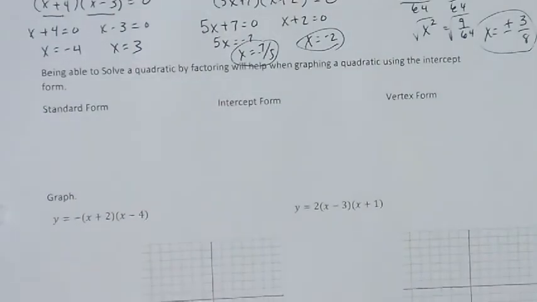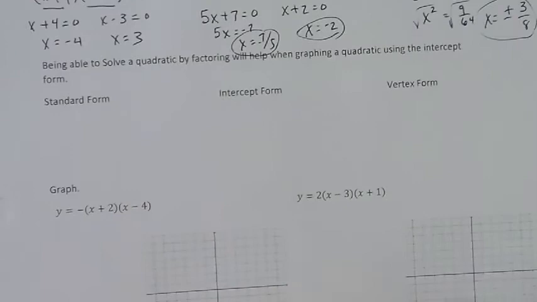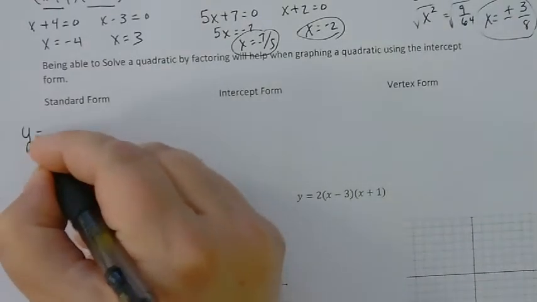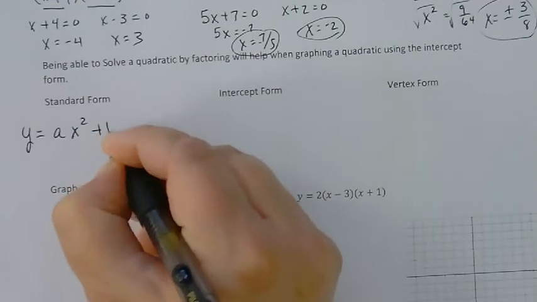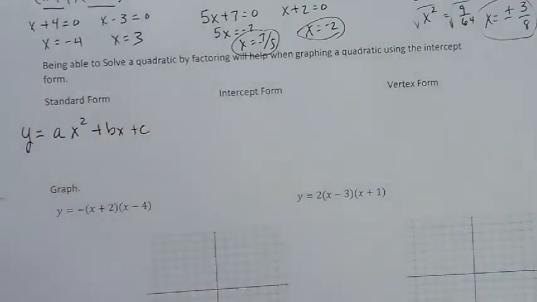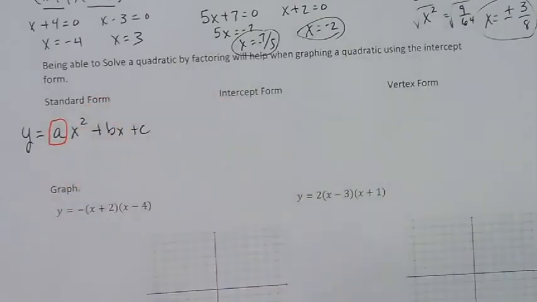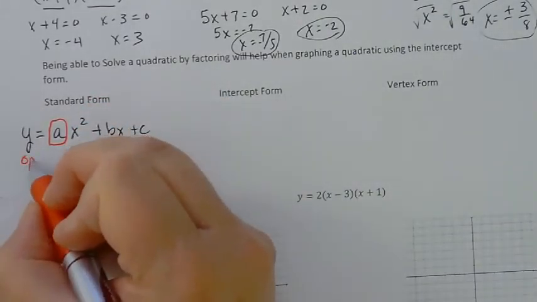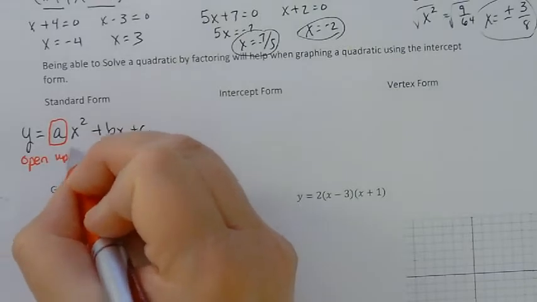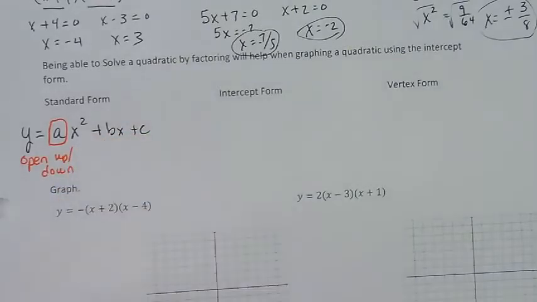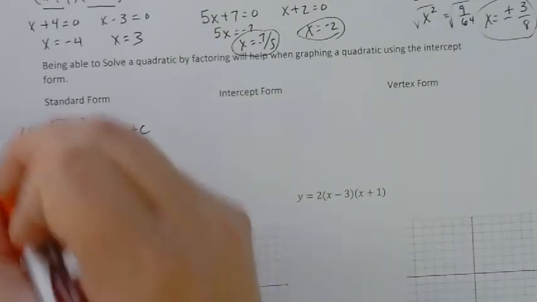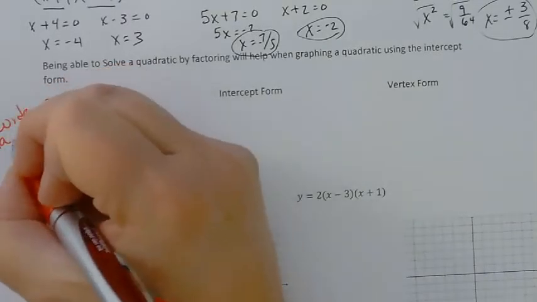So in this next part, we're going to talk about the different ways to graph a quadratic. And we've already done one form. It was the 5.1 standard form, and it looked like this. So we had some number x squared plus some number x plus c. And we determined that the number that comes in front of the x squared is going to tell us if this graph opens up or down. And it's also going to tell us if this parabola is wide or narrow.